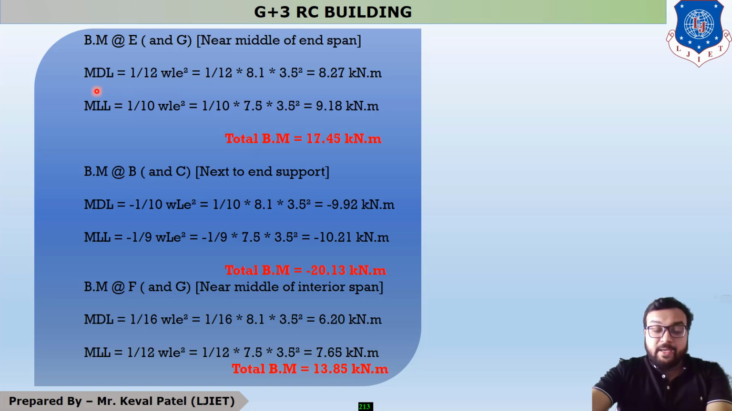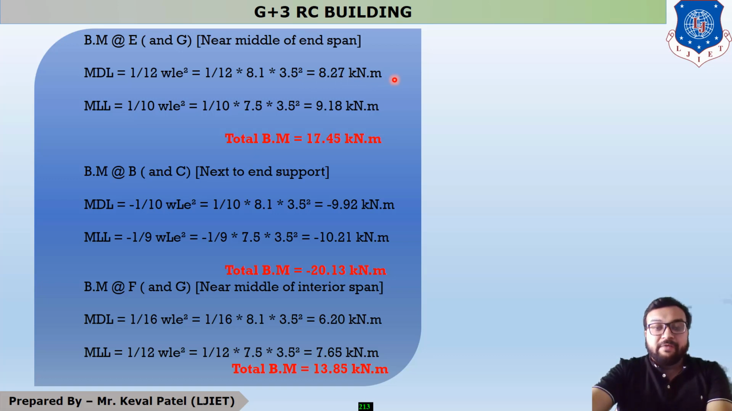So students, now 1 by 12 is a constant. Now we have two loads. The first one is dead load and the second one is live load. But we have to find the moment due to dead load, so we use the dead load, which is 8.1, into LE. LE means effective length, which is 3.5. After putting in all these values, we get our answer: moment due to dead load is 8.27 kilonewton meter.